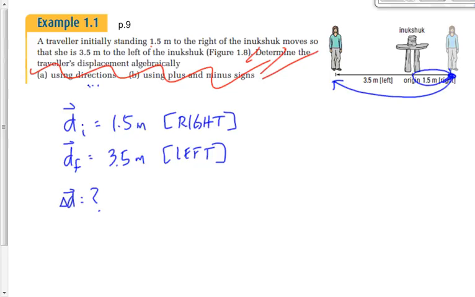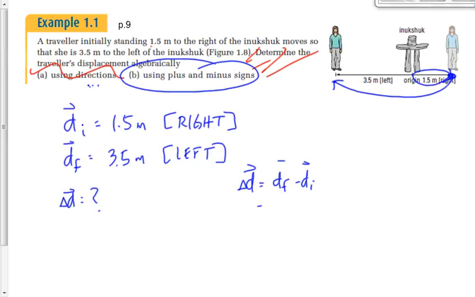Let's do it using plus and minus signs, though. This is what I wanted to get you used to, because this is how we're going to do things the rest of the year, using plus and minus signs, algebraically. Displacement is final position minus initial position. Remember, if it was displacements, we'd add them. If it's positions, we subtract them.